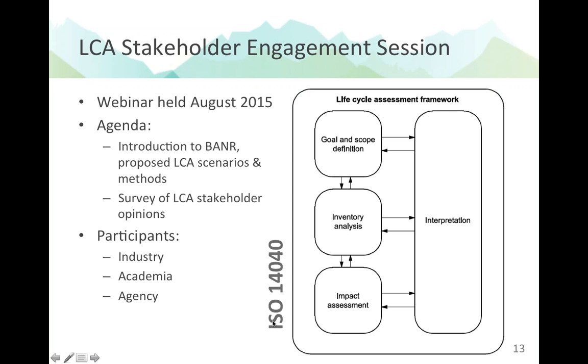So we started this process with a stakeholder webinar last fall in order to get feedback on our plans and our proposed methods. When you look at the standards associated with doing life cycle assessments, the goal and scope definition and then interpretation are very important pieces of the whole.